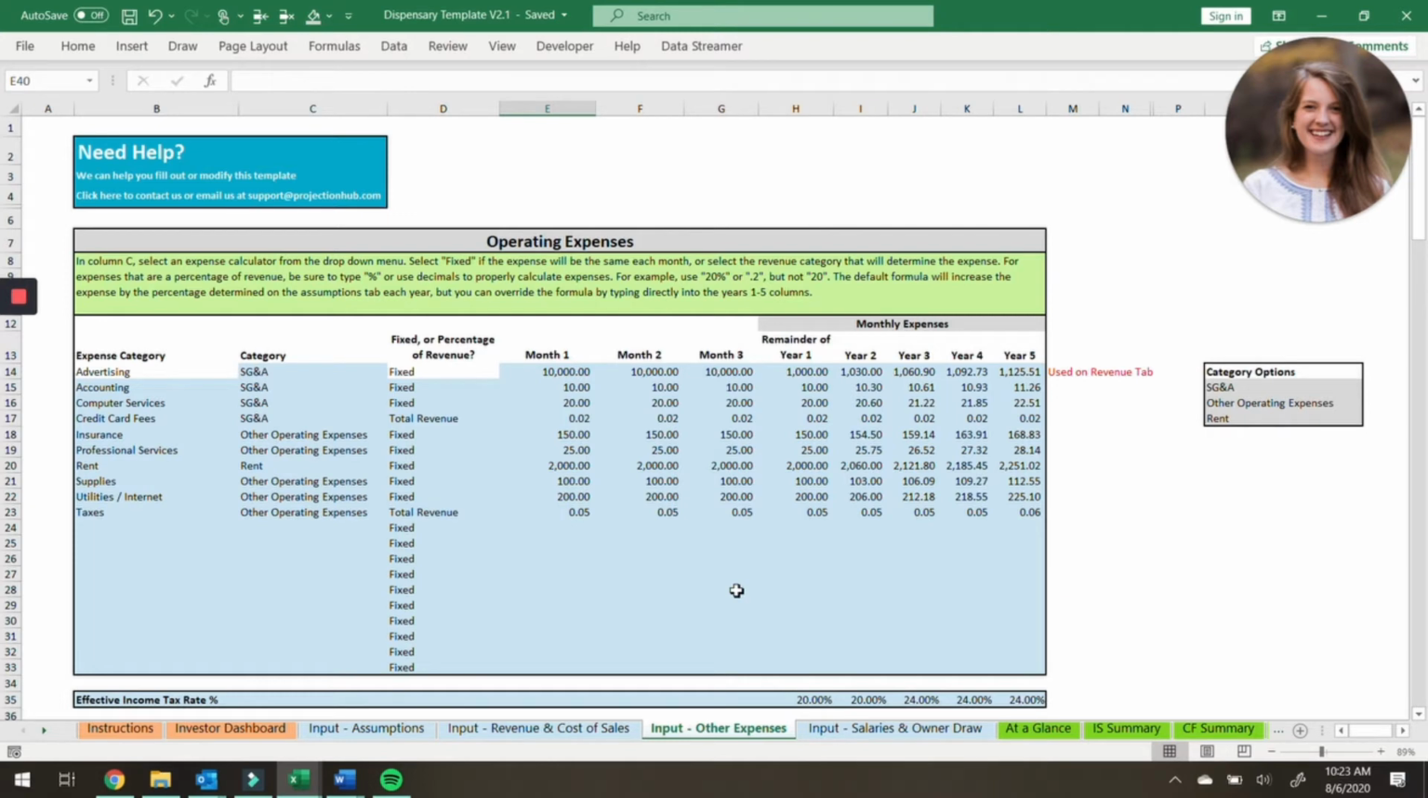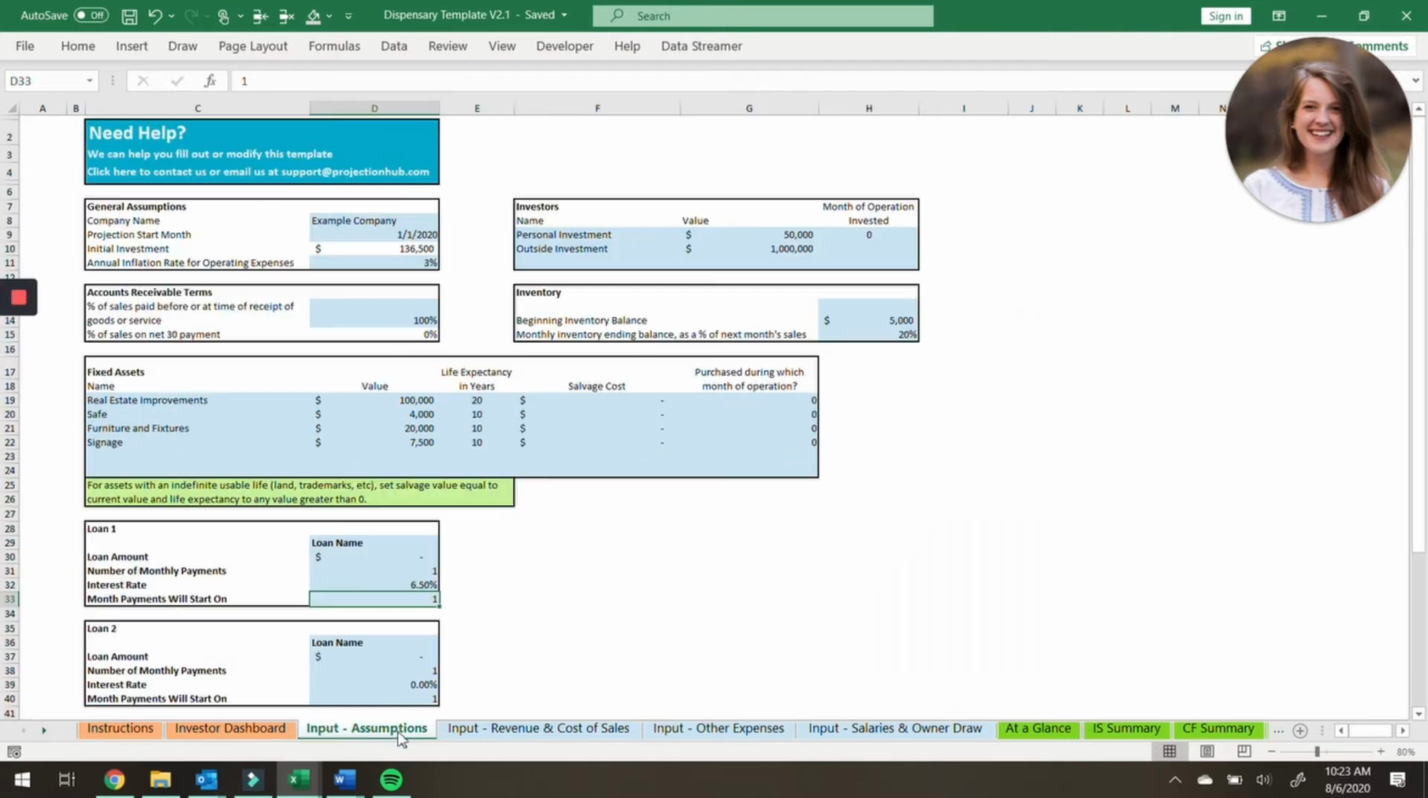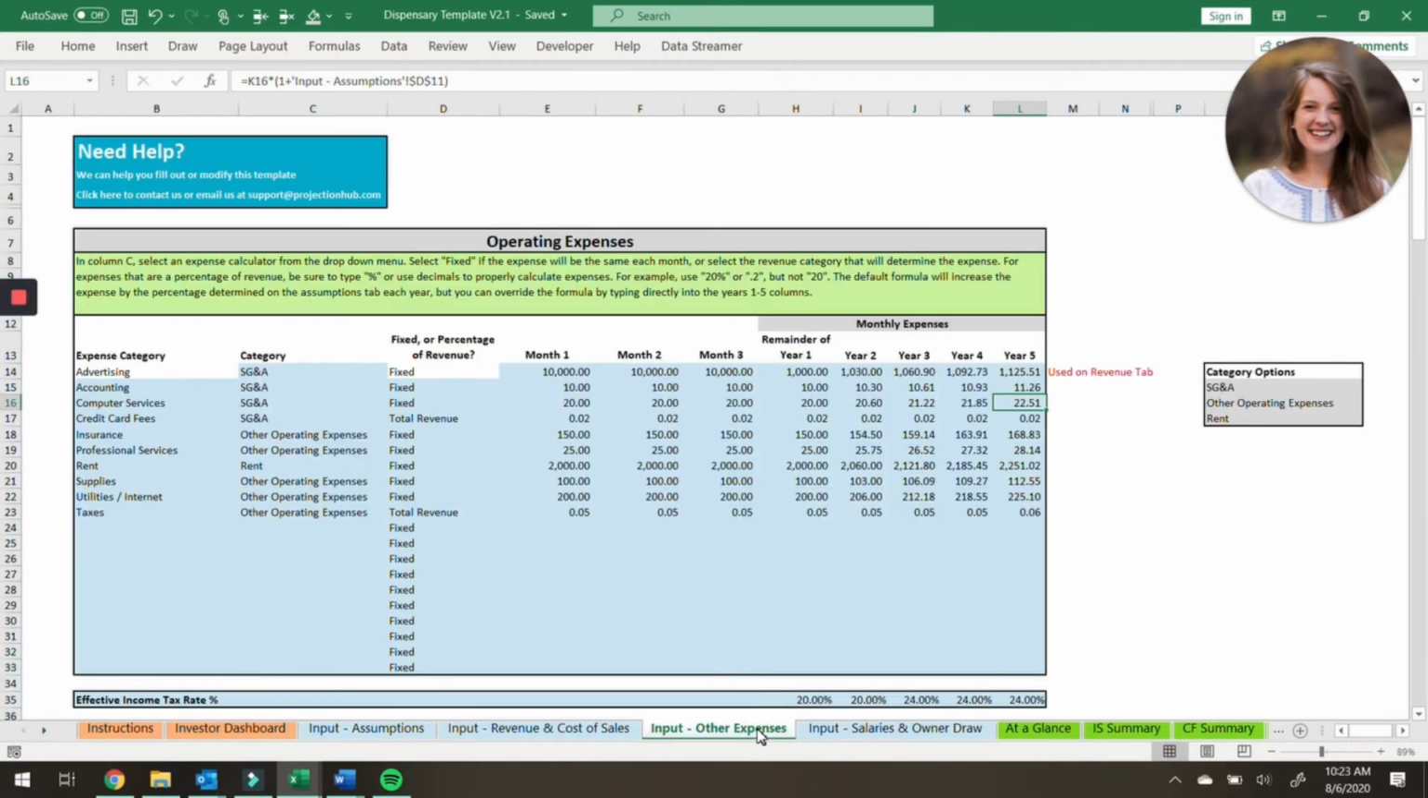Note there's 2 ways to calculate other expenses. You can either use fixed amounts. So for example, computer services is going to be fixed at $20 per month, and that grows a little bit over time at the rate selected on the Input Assumptions tab here, which you can overwrite if you want to. So that is the fixed amount.